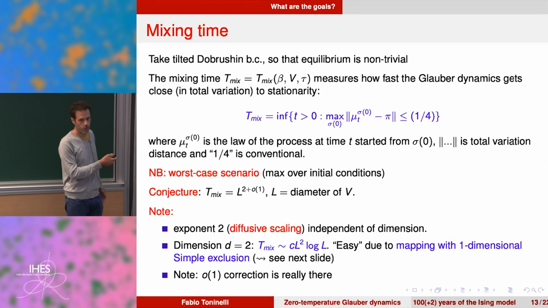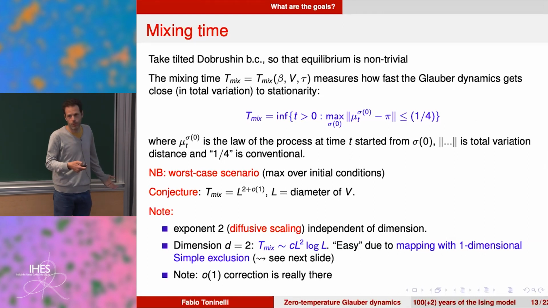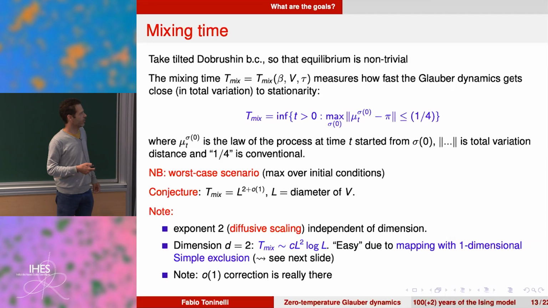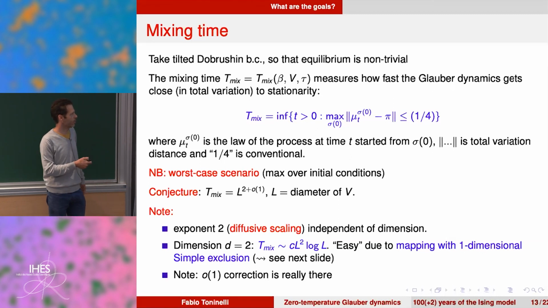In dimension 2, as we will see in the next slide, this result is not a conjecture. It's actually a theorem which is not particularly hard to prove. In fact, in that case, one can prove that the mixing time is of order L squared times log L. So these o(1) corrections are really there.